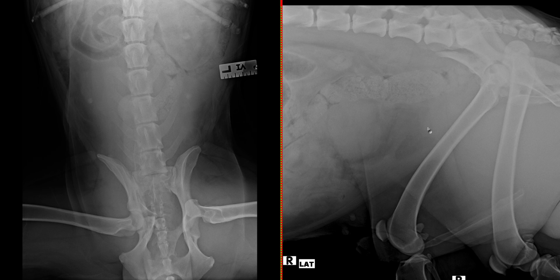Given the marked loss of serosal contrast in this area, retroperitoneal effusion, and recent trauma, we have to consider the potential or possibility for compromise of the lower urinary tract, such as urethral or ureteral rupture.